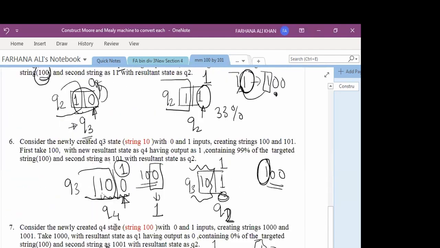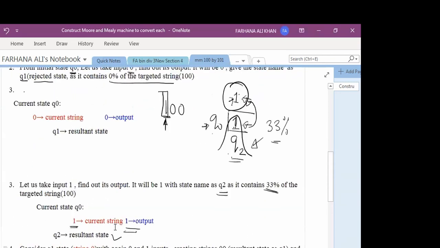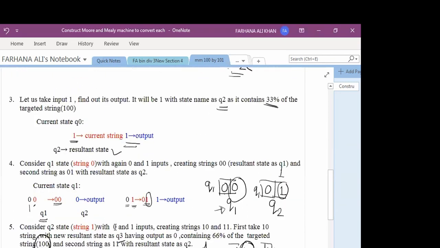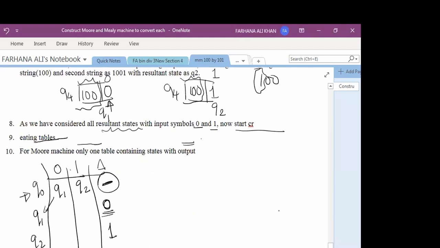Now Q1 on 0, where is it going? Q1 on 0, the next bit as 0, is going to Q1 only, and Q1 with the next bit as 1 is going to Q2. That is how to note it down. So Q1 on 0 is going to Q1 and on 1 it is going to Q2.